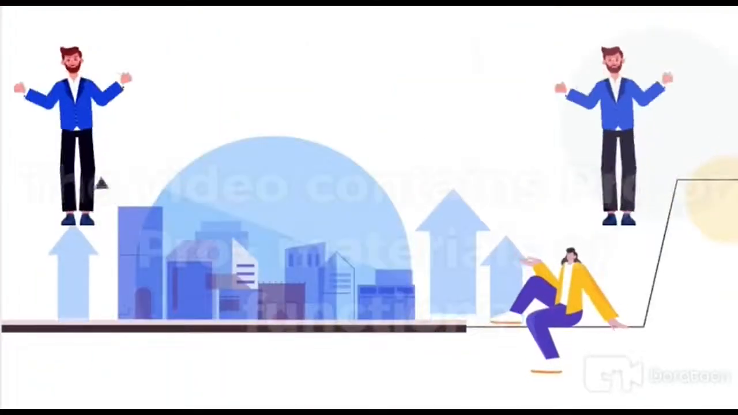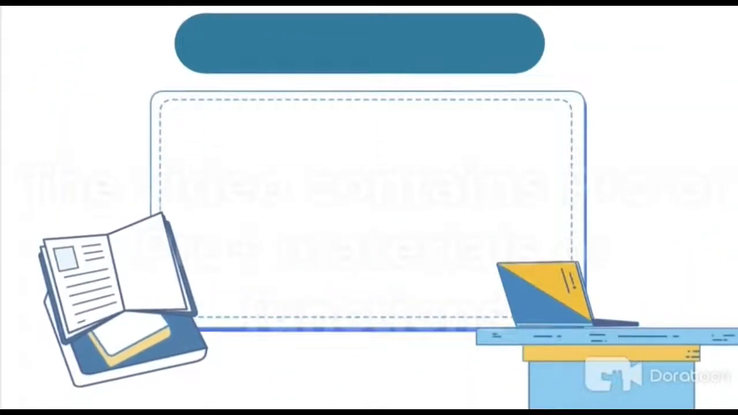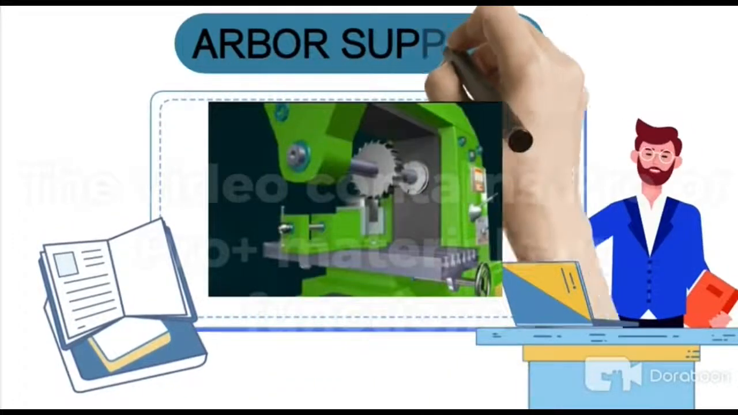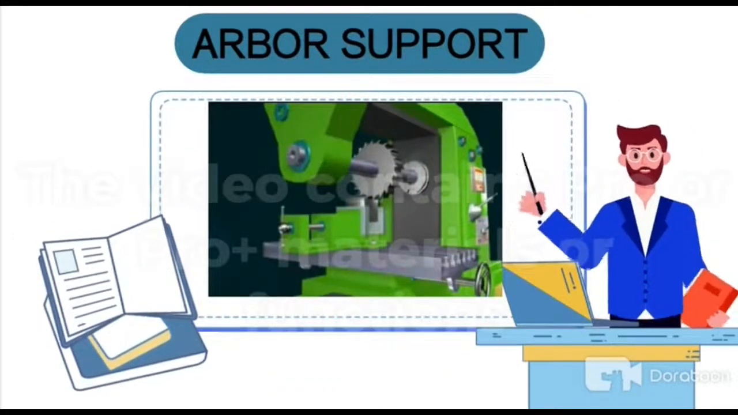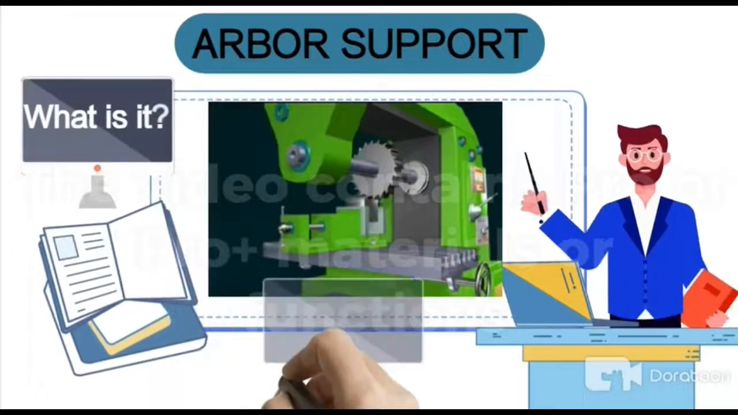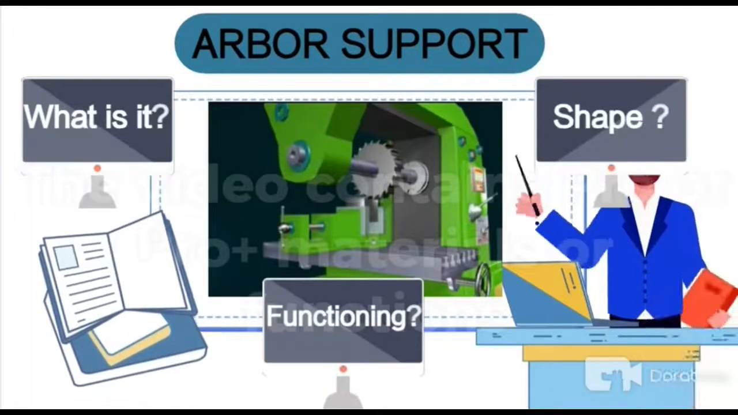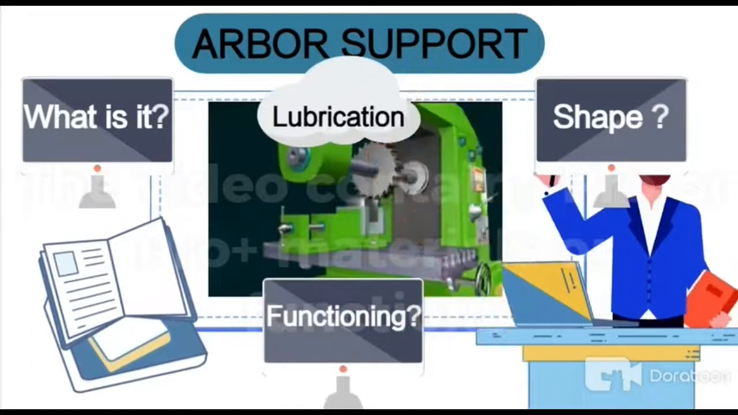Hello everyone. Now let us move to the main discussion of machine element. The machine element that we choose in milling machine is arbor support. There are four main things to be discovered, which is what is arbor support, how does it function, its shape, and its lubrication.